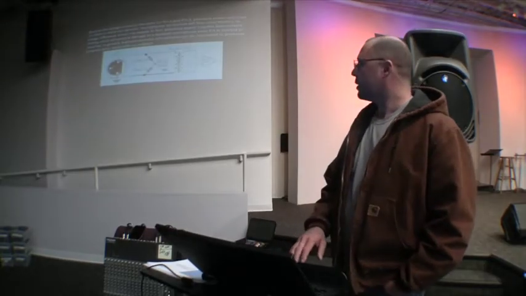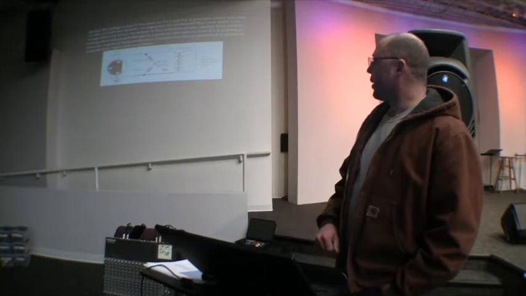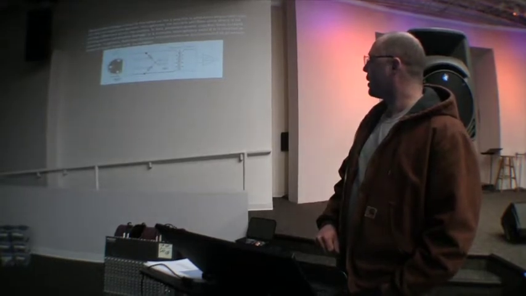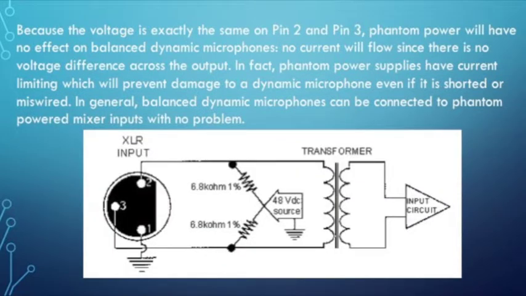Next slide. So there's a diagram of how that works. You see pin 2 and pin 3 there getting 48 volts, running through a transformer and then the input. So because the voltage is exactly the same on pins 2 and 3, phantom power will have no effect on balanced dynamic microphones. No current will flow since there is no voltage difference across the output. In fact, the phantom power supplies have current limiting, which will prevent damage to a dynamic microphone.